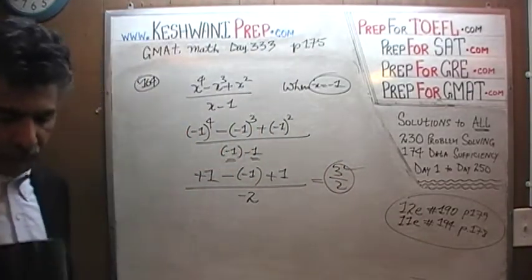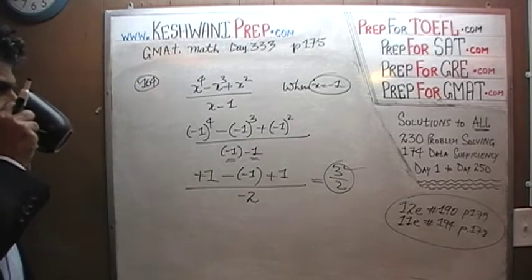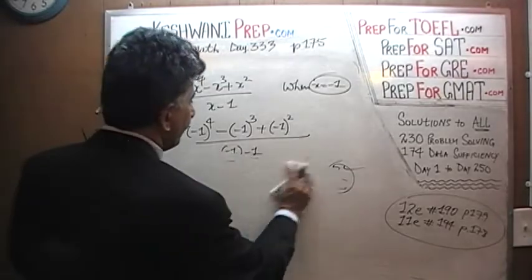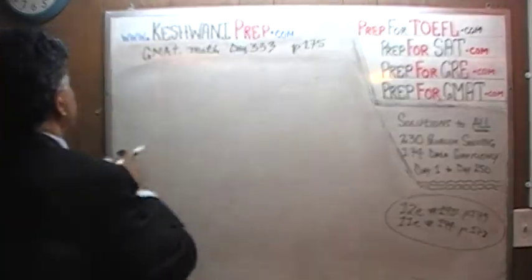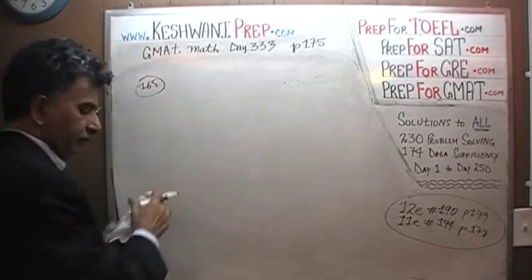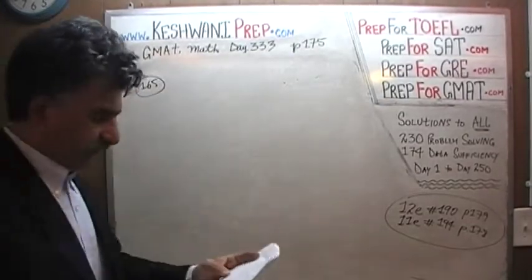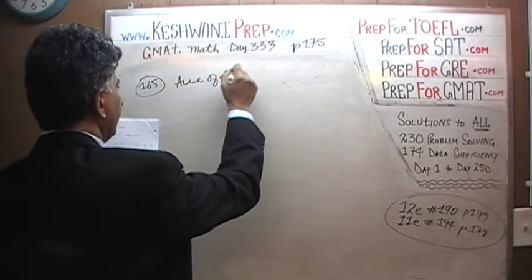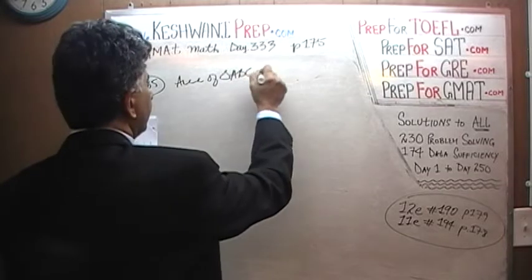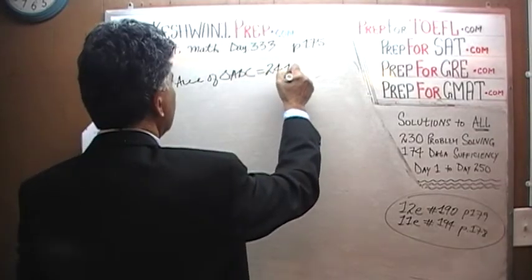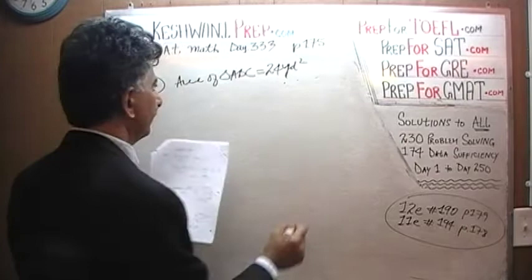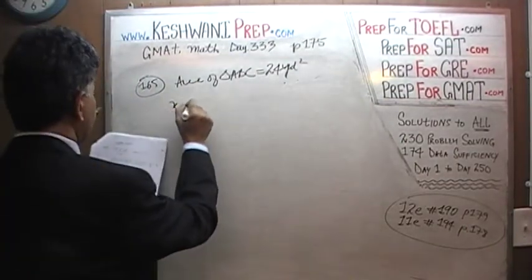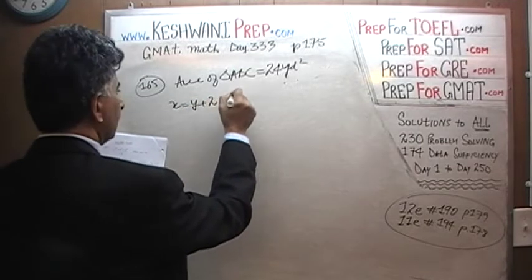Let's do the next one. Number 165. In number 165, the question is, what's the area of triangle ABC? We are told the area is 24 square feet or square yard. Makes no difference. We are told that the area of the triangle is 24 square yards. We are also told that x equals y plus 2. The question is, how much is z?